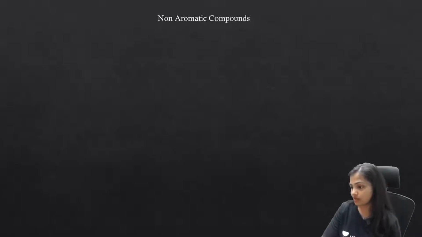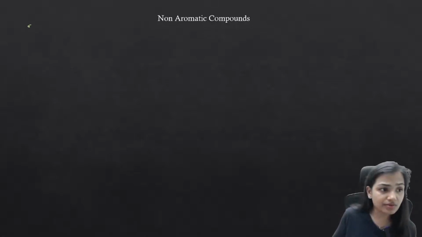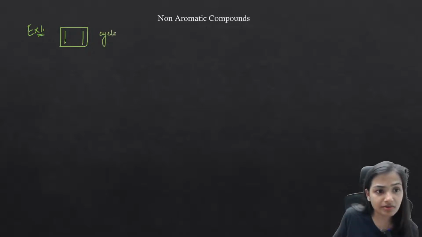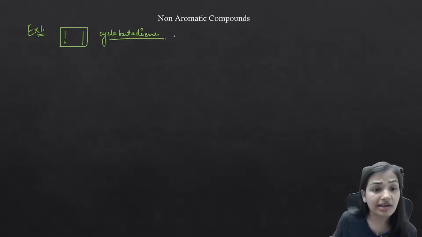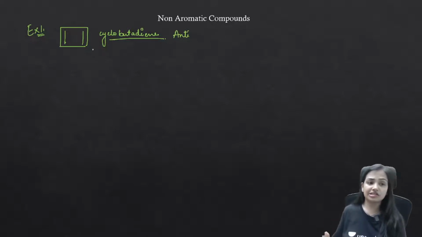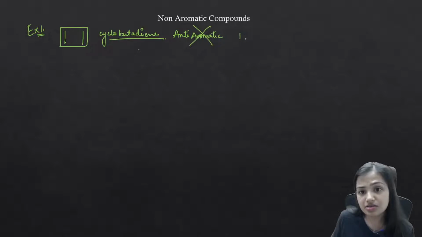Okay, guys, for compounds to be non-aromatic, I want to give you two most important examples. One of the examples is cyclobutadiene, please remember cyclobutadiene. This compound is always confused with an anti-aromatic compound. Usually students think this is a closed cyclic ring, planar conjugation is there, and it's a 4 pi electron system. So it is usually confused with anti-aromatic, but it is not anti-aromatic, it is non-aromatic.